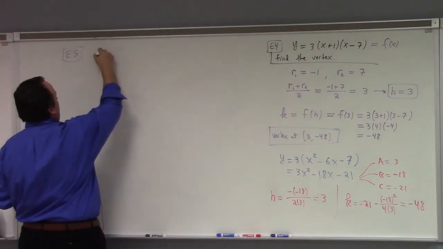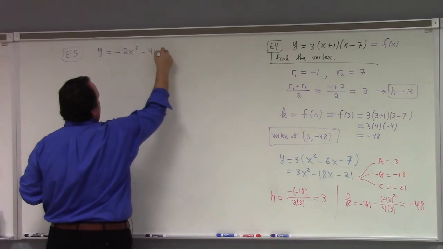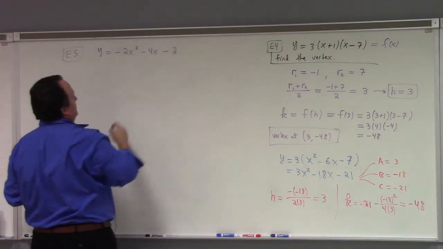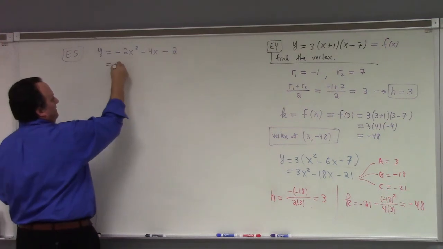Let's do it. So y equals negative 2x squared minus 4x minus 2. This one won't take long. So factor a negative 2 out. What you got?